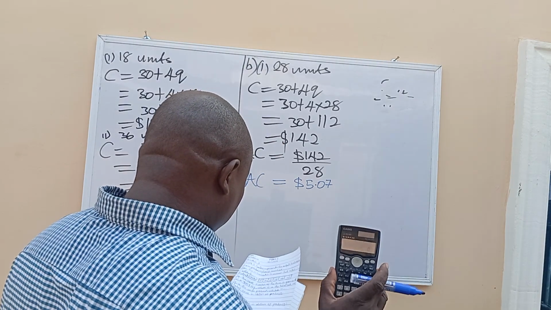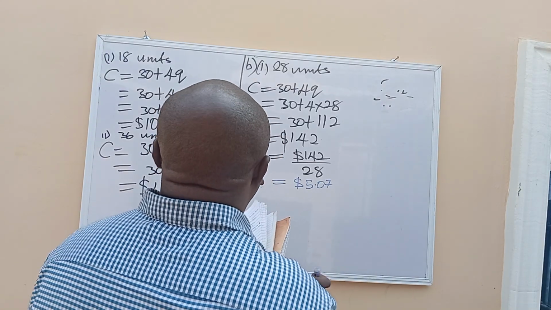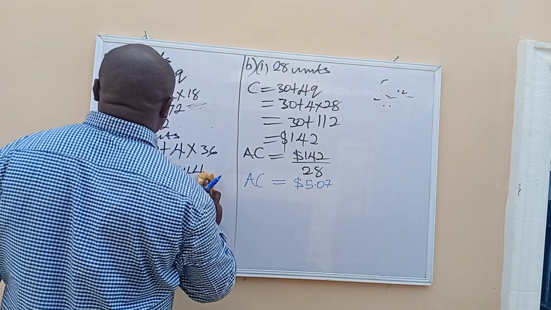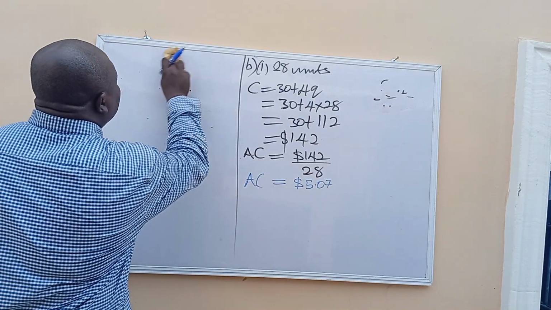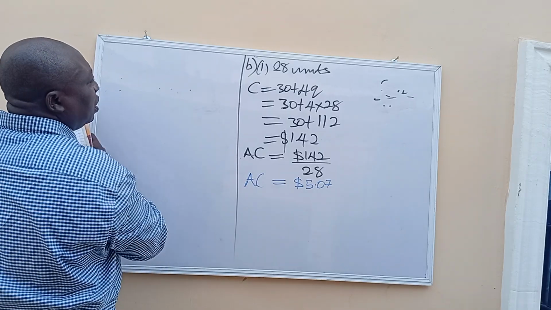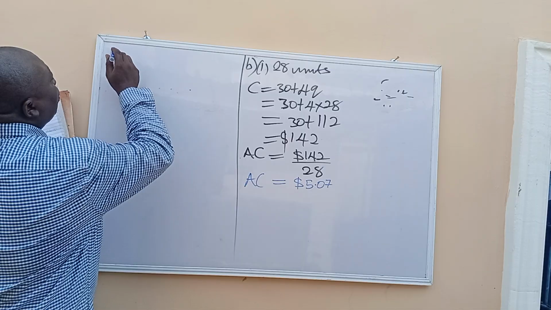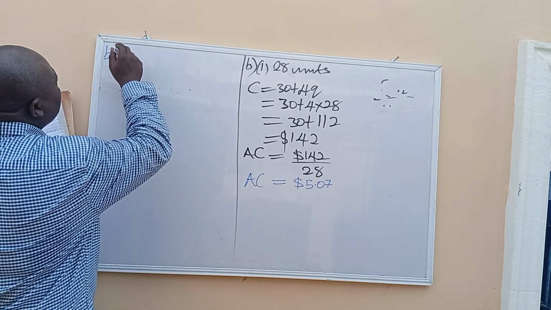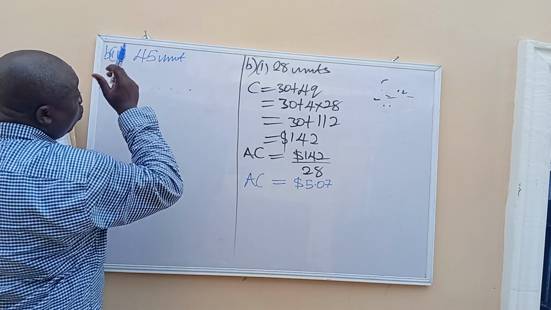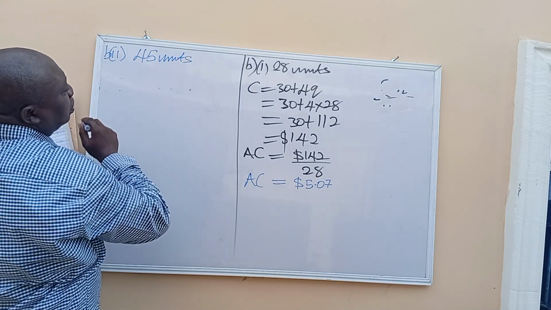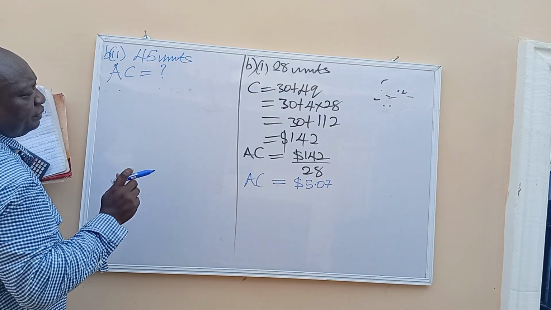We are still on B. It is 45 units. I want to clean this. And so that is B2, 45 units now. To produce one of this, what is the average cost of producing one of this?